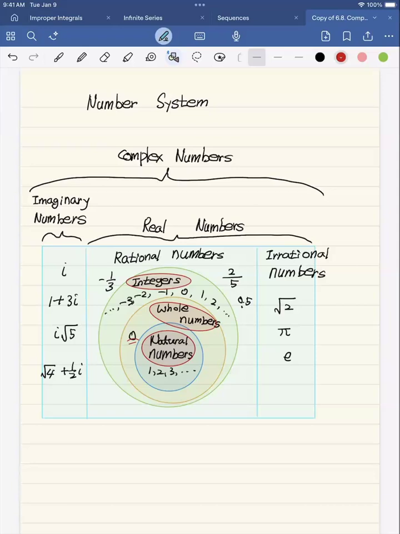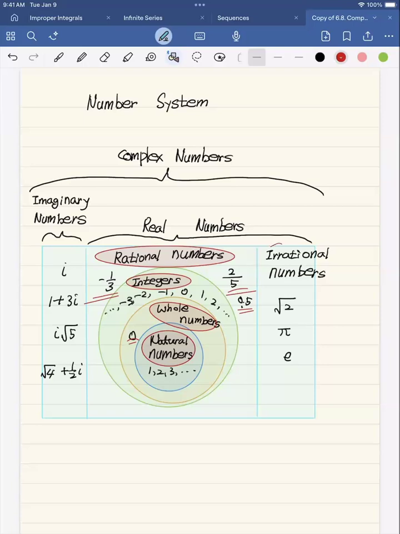And rational numbers consist of negative numbers and positive numbers, but they contain fractions and finite decimal forms of numbers. So all rational numbers, the rational numbers contain integers and whole numbers and natural numbers.